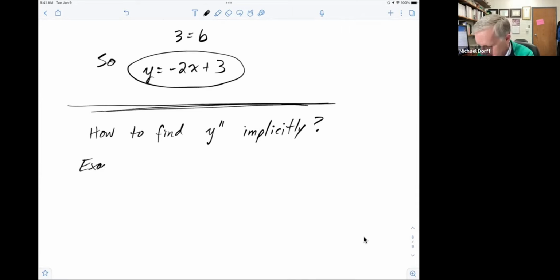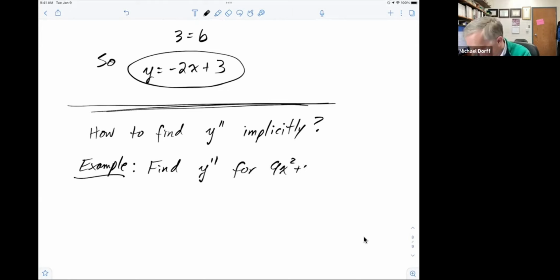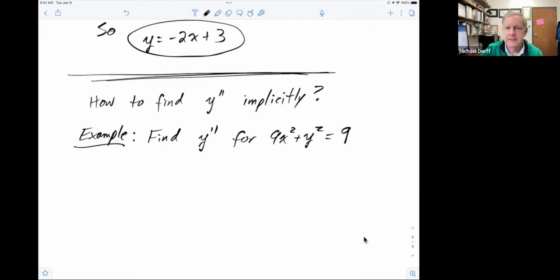Let's look at an example. So now instead of finding y prime, we're going to find y double prime for 9x squared plus y squared equals 9. What does the graph of this equation look like?